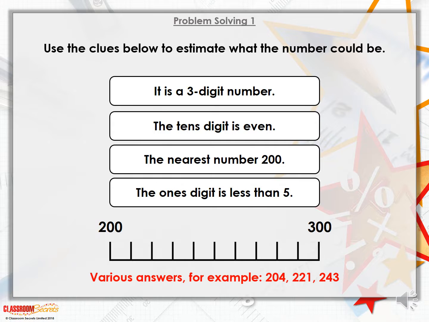204 because the ones digit there is less than 5. The nearest number is 200. The tens digit is even and it's a 3-digit number. You could also have 221 or 243 for the same reasons. And there's lots more numbers that you could have there as well.